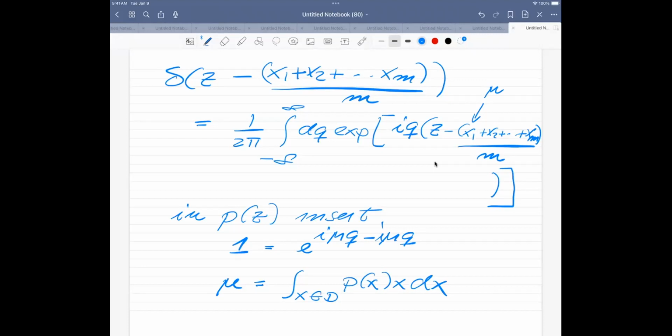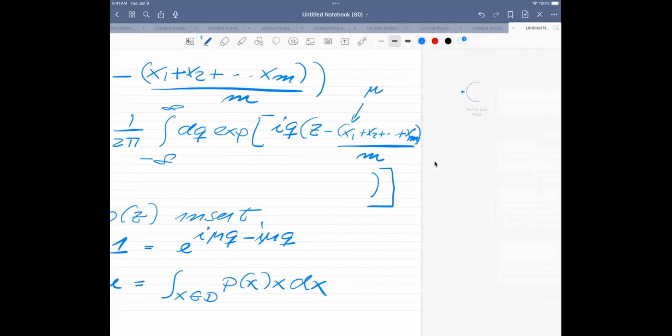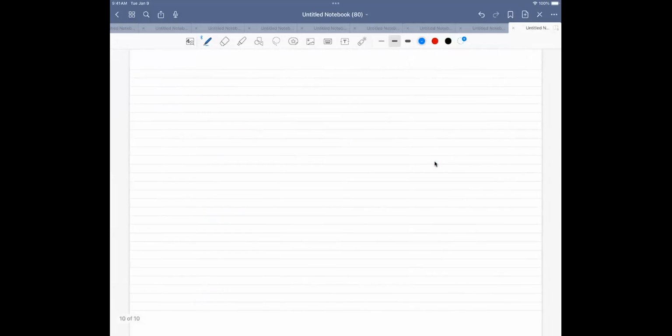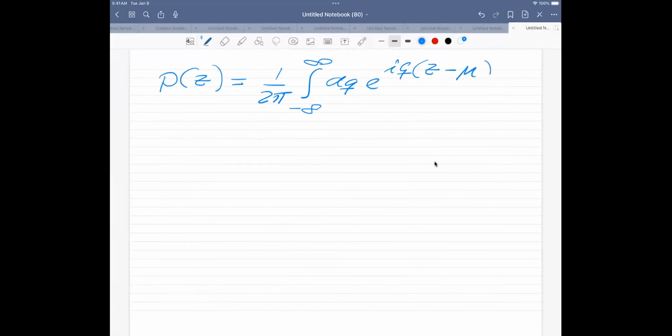Okay, so let's now insert that one. Is it okay, or maybe I should wait a little bit till you have written it? You got it? Okay. So then we can rewrite this p(z), and this becomes equal to 1 divided by 2 pi, an integral from minus infinity to plus infinity of dq of e to the i q, and I'm going to rewrite this in a specific way, z minus mu here.